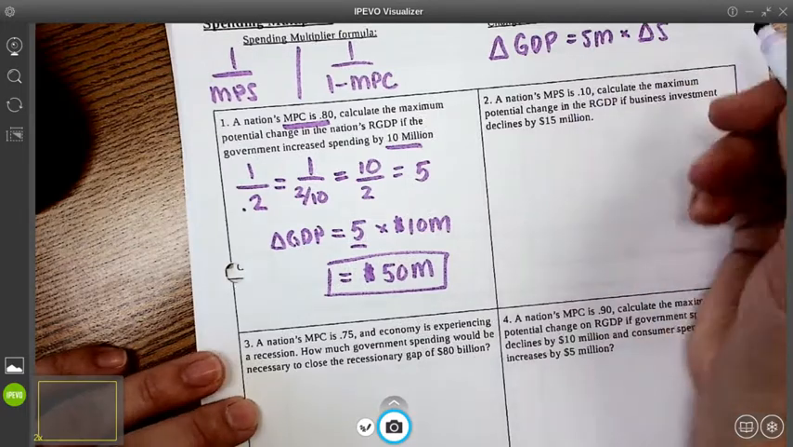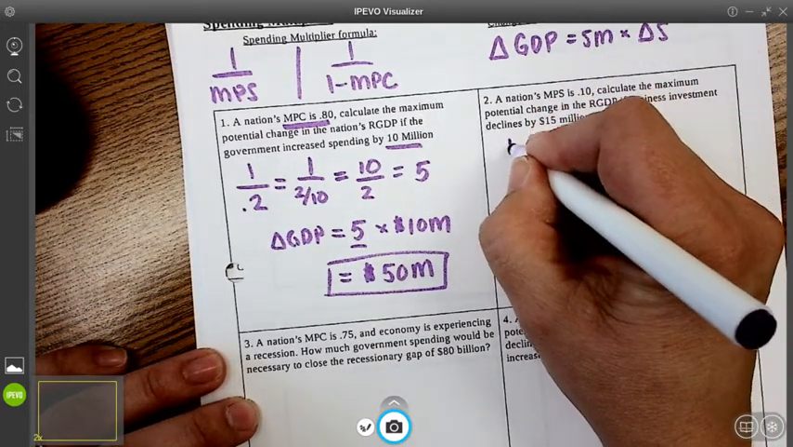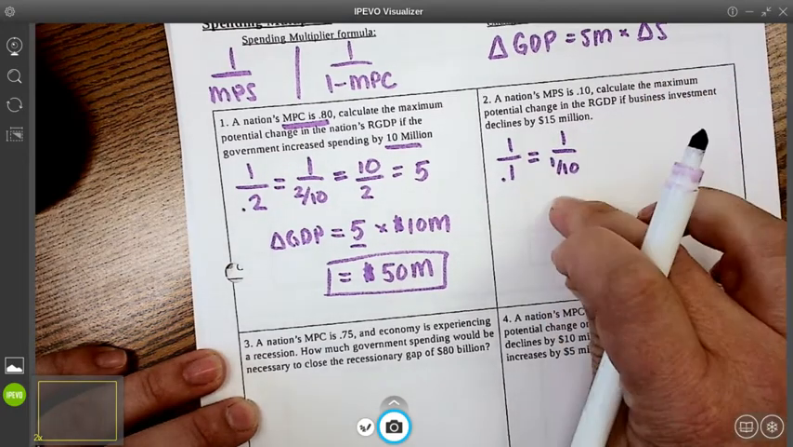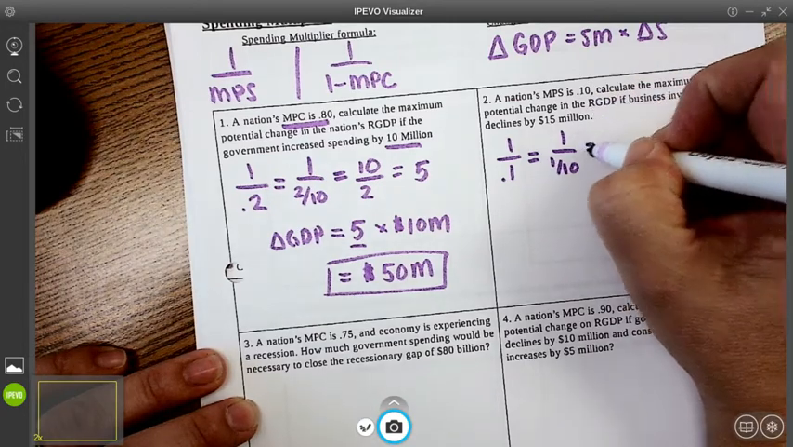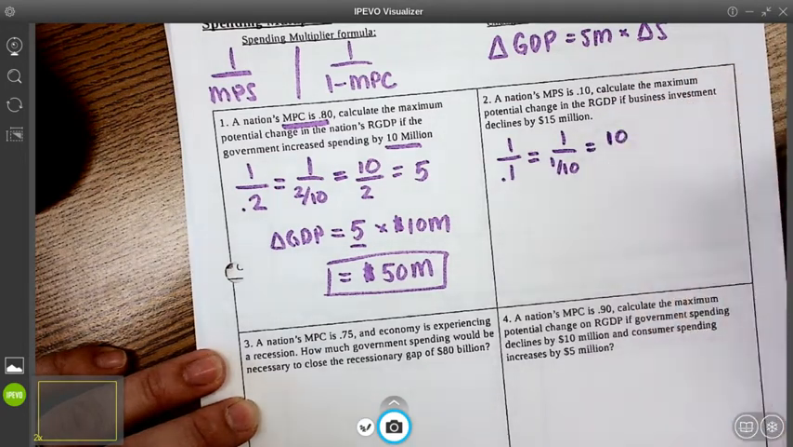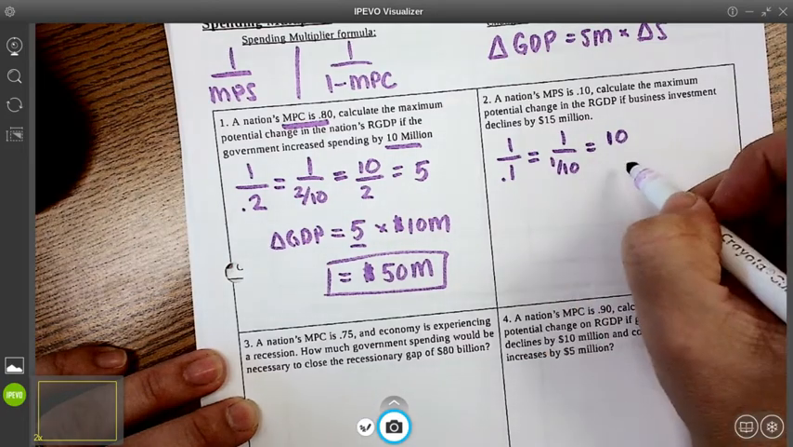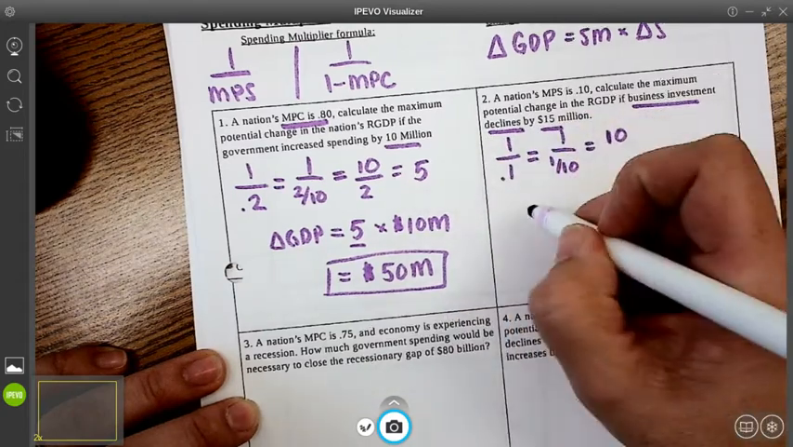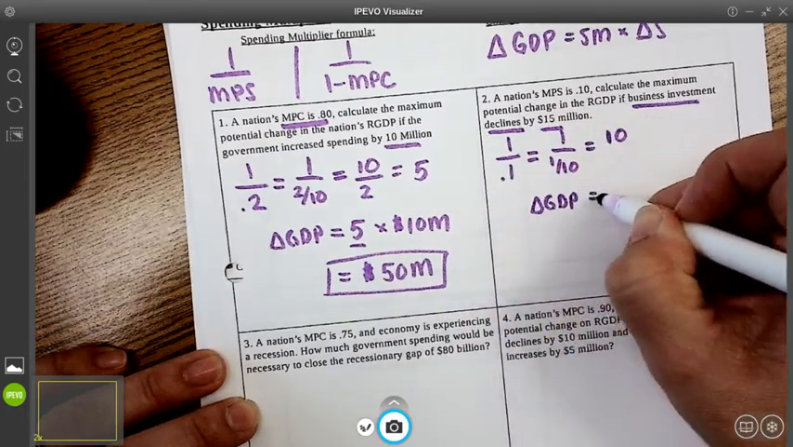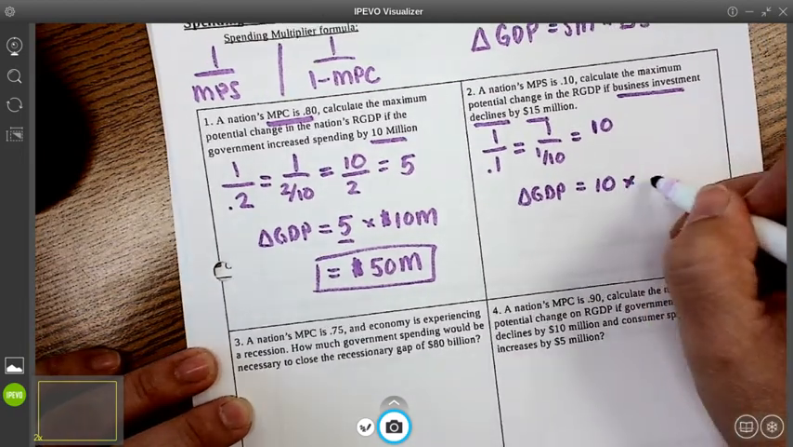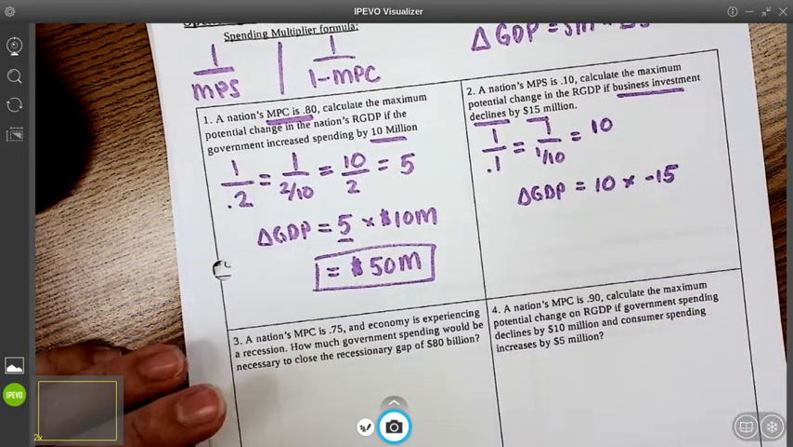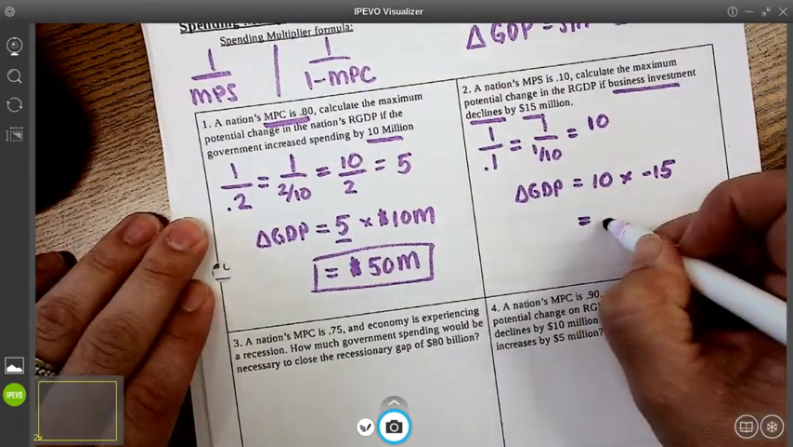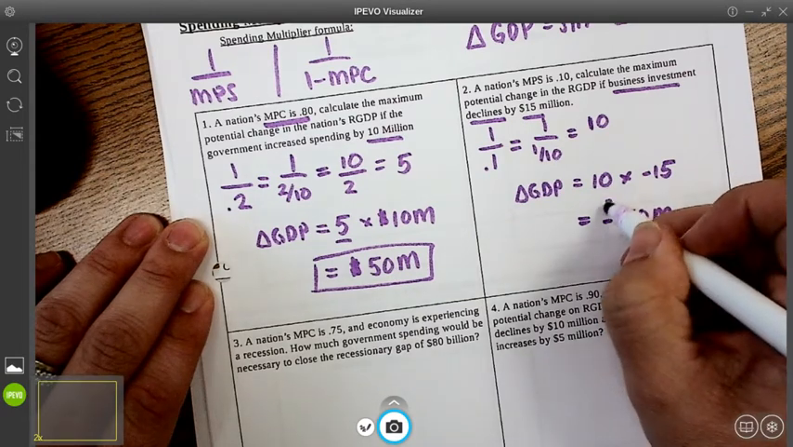The nation's MPS is 0.10, so we're going to get the spending multiplier. 1 over 0.1 equals 1 over 1/10. Again, how do we divide by a fraction? We multiply by the reciprocal. It equals 10. We're going to plug the 10 into this formula. If business investment declines by 15, so the change in GDP is going to equal the spending multiplier times a negative 15 because spending is decreasing. So this equals $150 million of lost GDP.